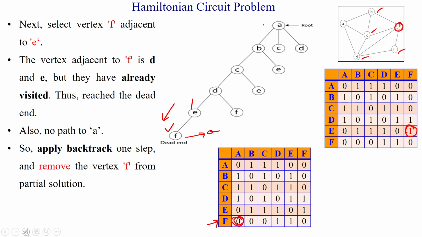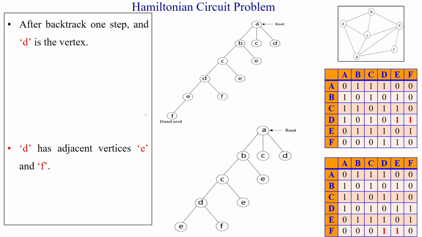If it is reaching the dead end, we have to apply the backtracking method. We have to go back to the previous step. So now we have to remove the vertex F from the partial solution. So as per this, now F is removed. Then if you are removing F, from E we had only one solution, that is F. So now we are again going back, backtracking.